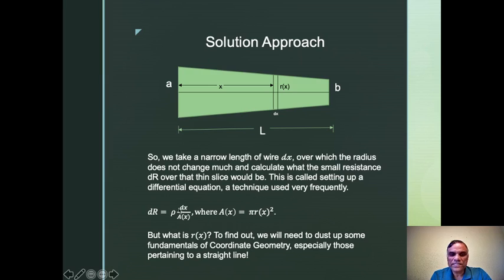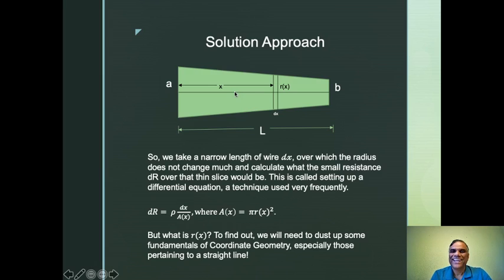This business of setting up such an equation is called setting up a differential equation, right? So we set up a differential equation. This is a classic technique in physics, and this is how calculus comes into physics, and you'll see this repeatedly, that math pretty much is the language in which physics is spoken, okay? So dR, that small little increment in resistance, is rho dx over A(x), where A(x) is pi times r(x) squared, where r(x) is the radius at some distance x.